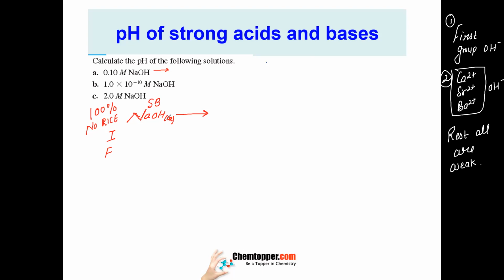NaOH is going to split apart 100%. Yes, very good. Na plus aqueous and OH minus aqueous. Perfect answer. Okay, now complete this initial and final. Initial is 0.10. Na plus is 0. OH minus is 0.